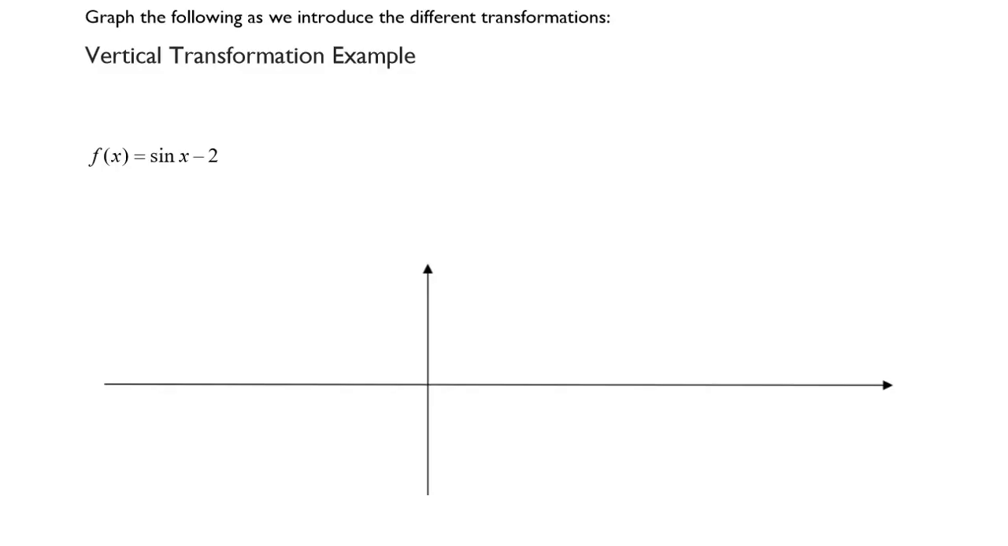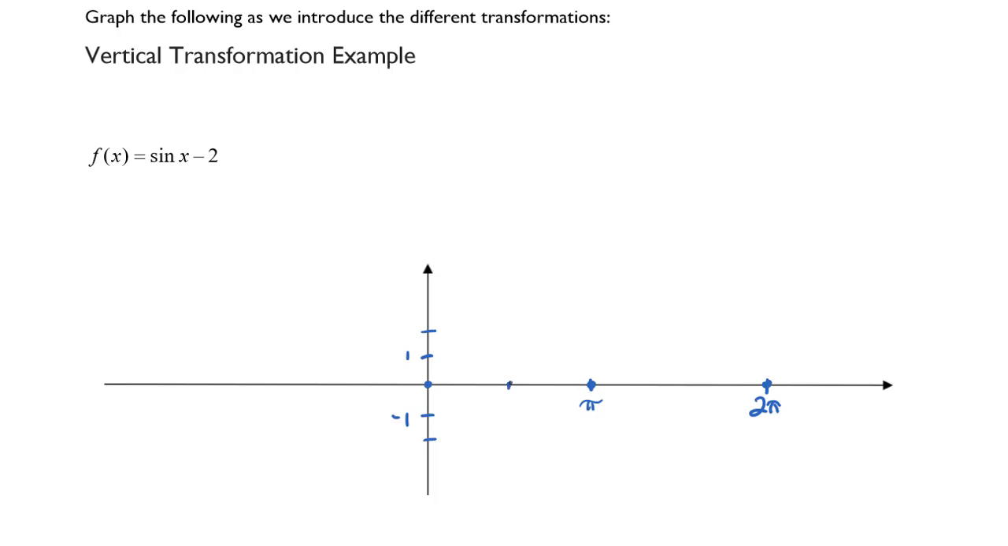In this first example, we have the function sine of x minus 2, and we're asked to graph the following as we introduce the different transformations. So we're going to look at vertical transformations first. And so I first am going to just sketch key points on a standard sine function. I know that the maximum is at 1 and the minimum is at negative 1 for a period of sine. And I know that it will cross at 0, at pi, and at 2 pi.